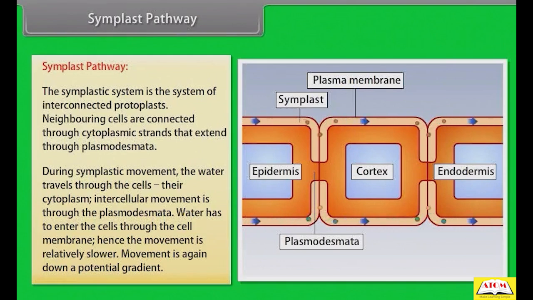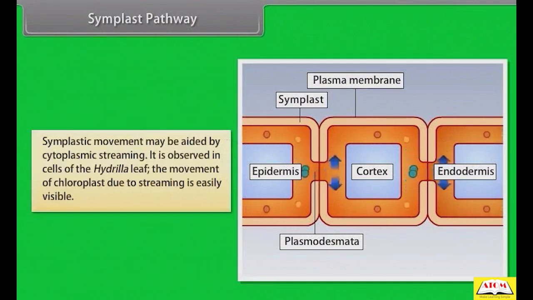Water has to enter the cells through the cell membrane, hence the movement is relatively slower. Movement is again down a potential gradient. Symplastic movement may be aided by cytoplasmic streaming. Cytoplasmic streaming is observed in cells of the hydrilla leaf. The movement of chloroplasts due to streaming is easily visible.